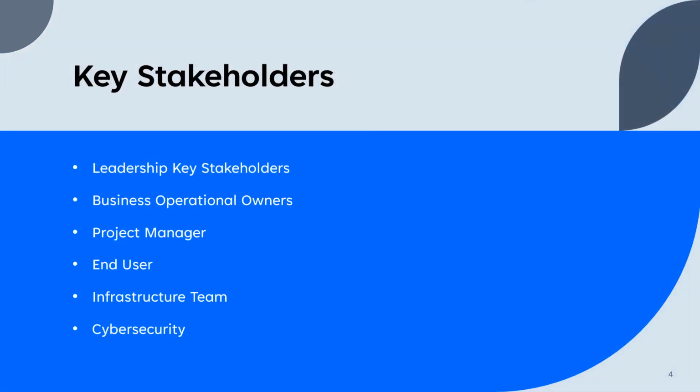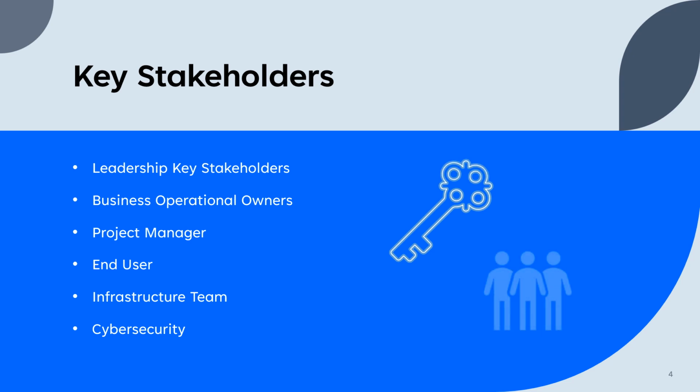During system selection, you will have a multidisciplinary team involved, including key leadership stakeholders in business areas and IT. You will also have business operational owners, for example, directors in health information management, a project manager, and a system administrator or builder. This is someone that will have system-specific knowledge. End users are the boots on the ground people, and they too are part of this team. The infrastructure team evaluates the system from a hardware perspective, and the cybersecurity team will take a closer look at the system's security levels. These are usually the most common stakeholders.